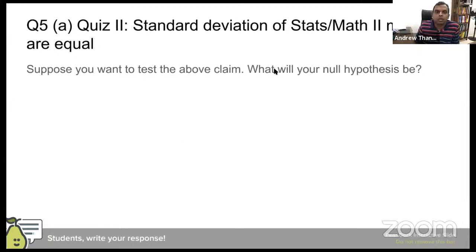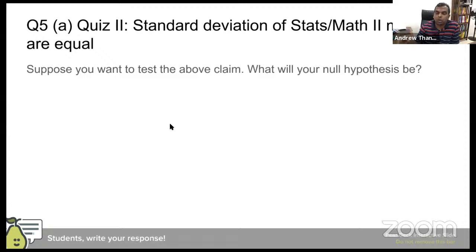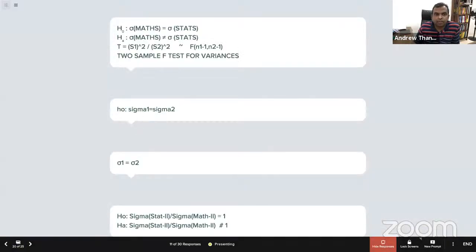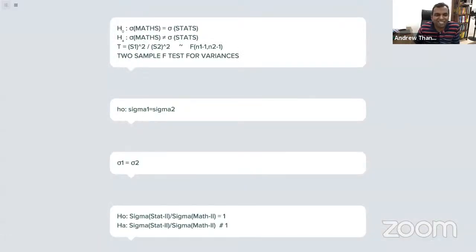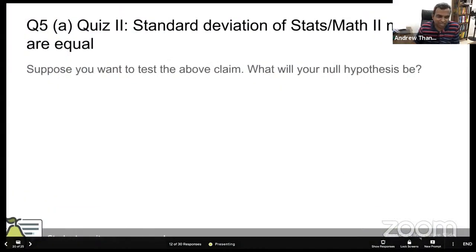So once again, that's the question. What will your null hypothesis be? There are two samples here, x1 to xn1, y1 to yn2. One is the stats, another is the math. And the claim is that standard deviation is equal. So basically the null hypothesis is equal.